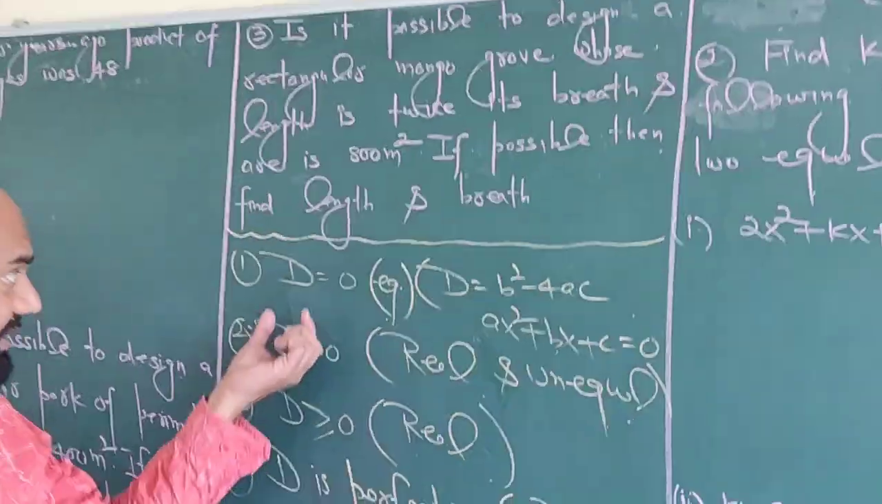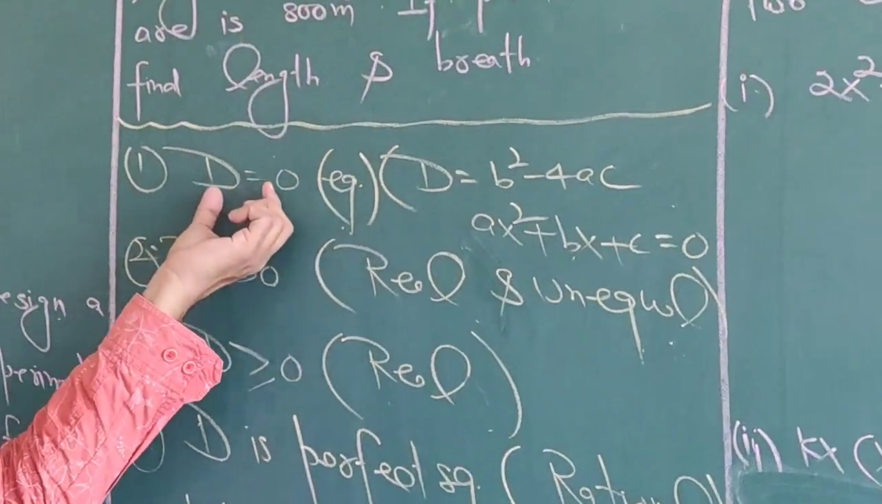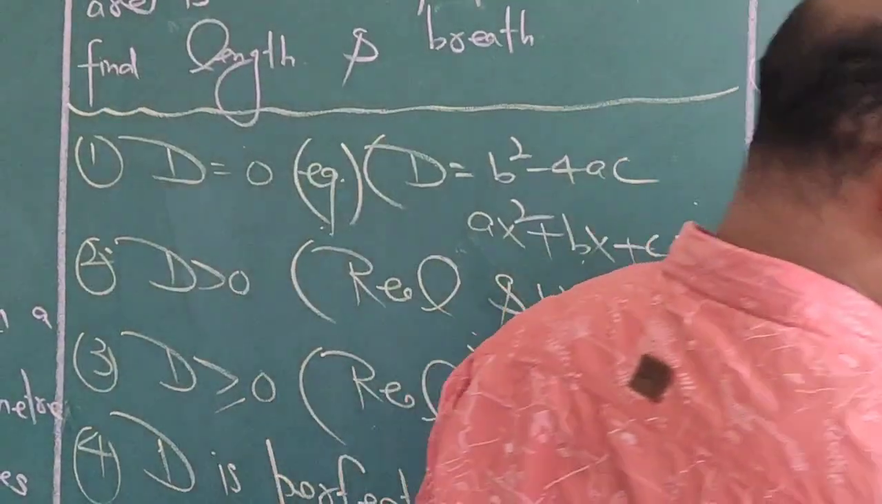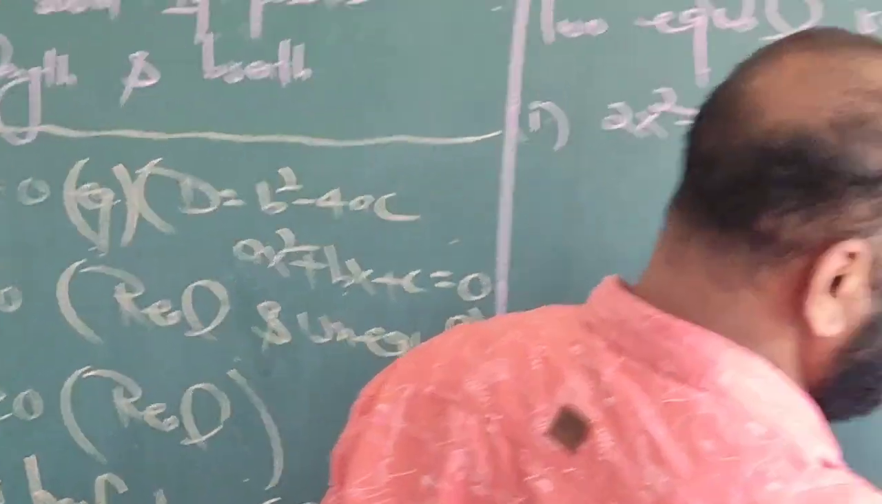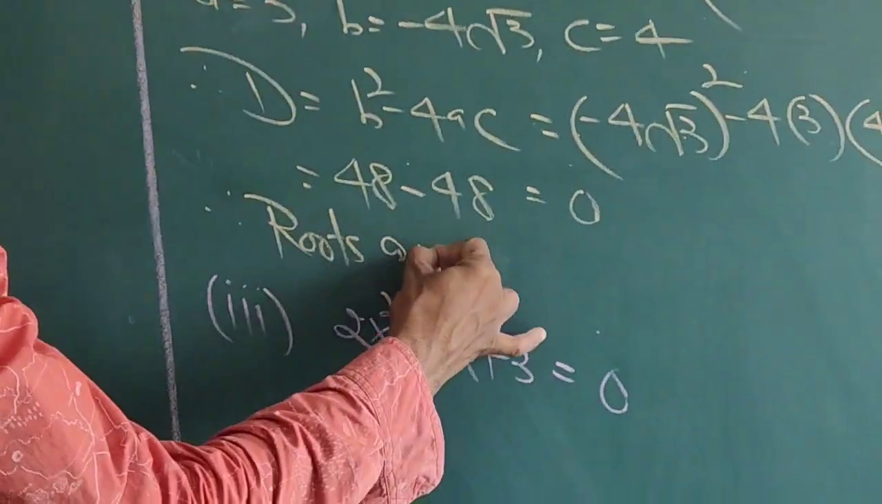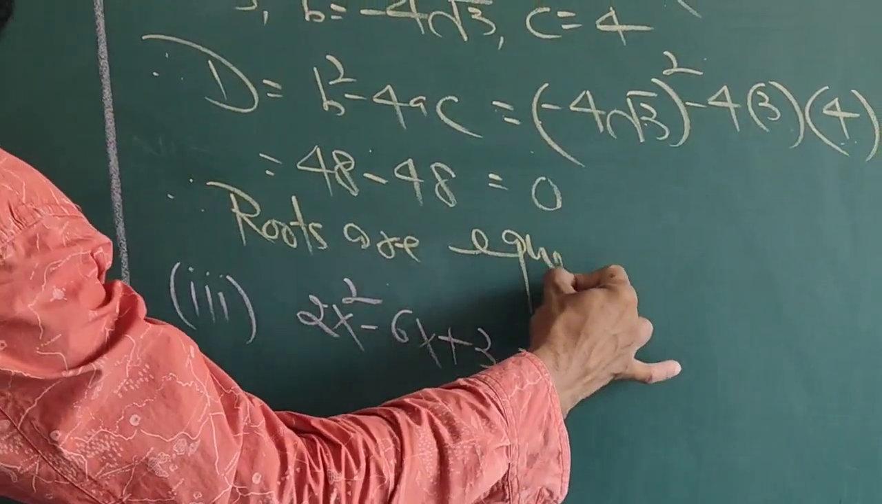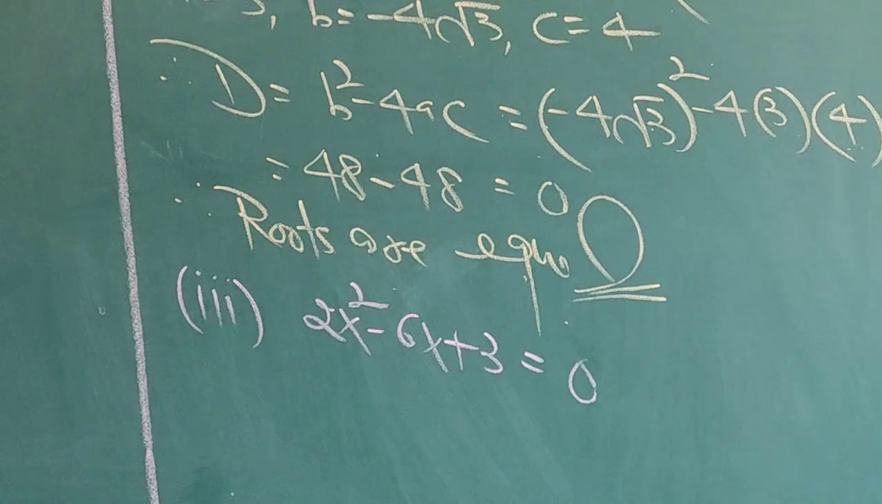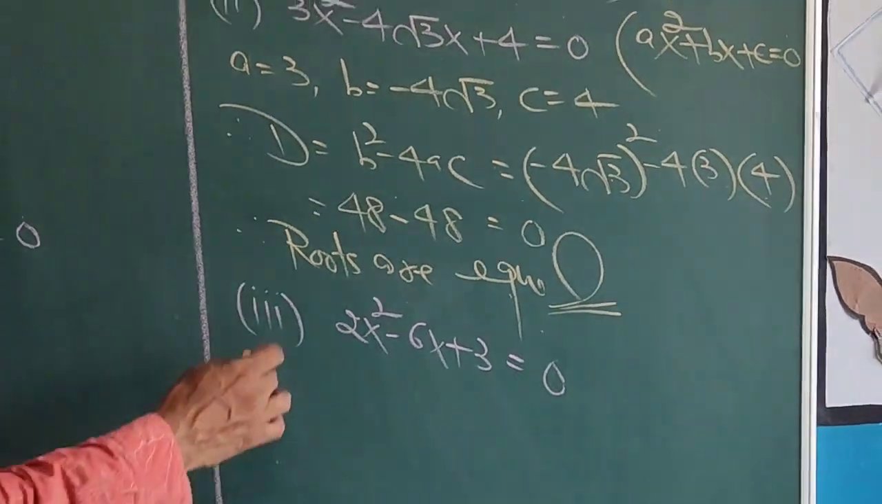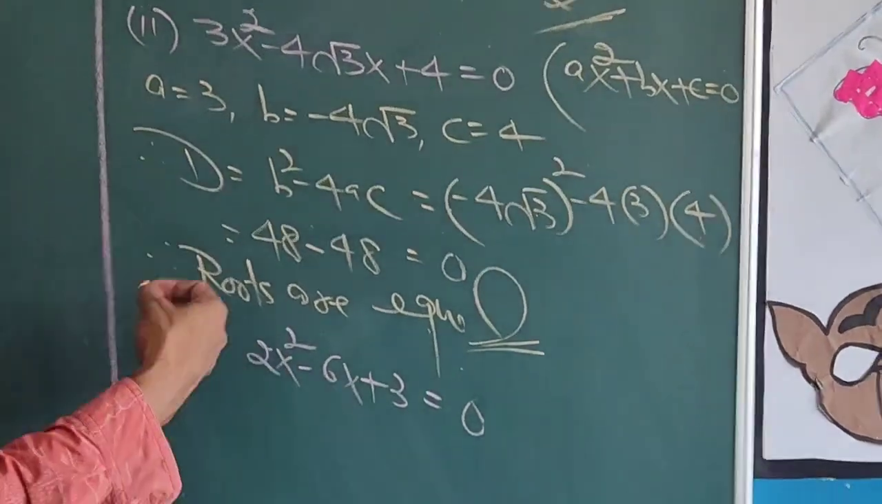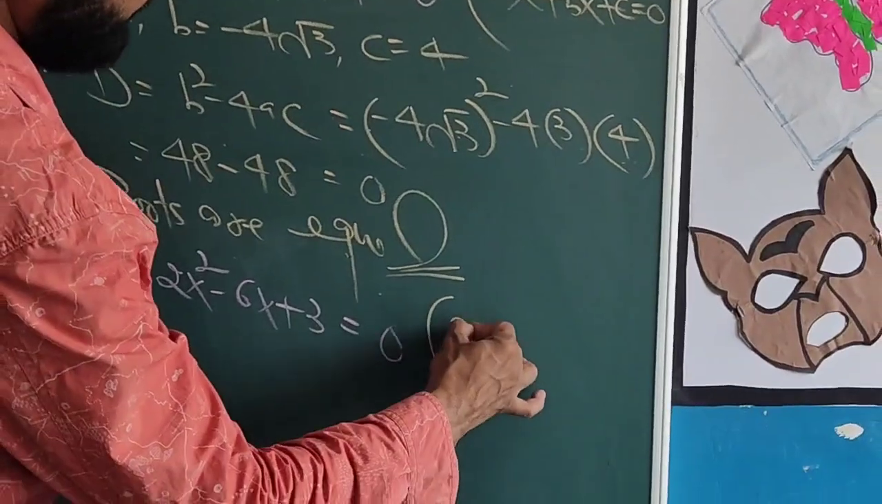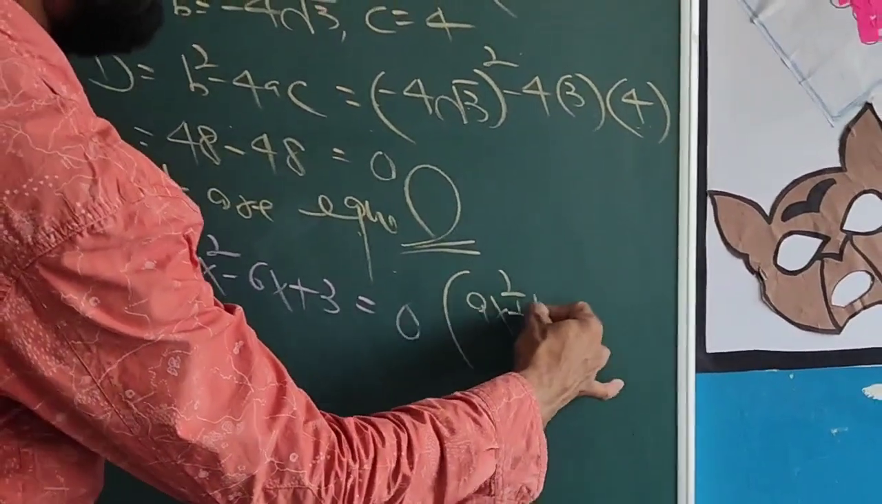We see the condition first. When D equals 0 then roots are equal. Therefore roots are equal.